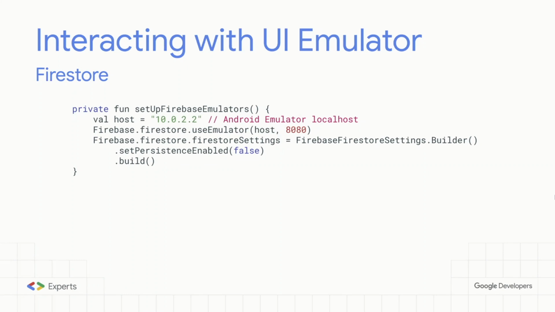Then in Android, some Kotlin code. Android's localhost inside of the emulator is 10.0.2.2, so that's what you have to create as your host. Then you can say Firebase.firestore and then useEmulator. What this will do is, instead of pointing to the production database, the one specified in our google-services.json file, it will now point any Firestore request to the emulator.